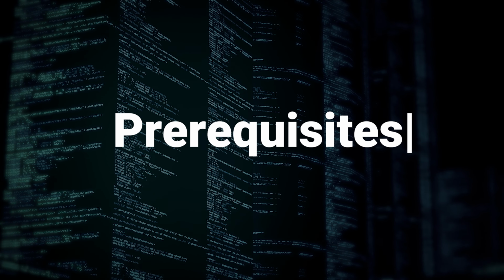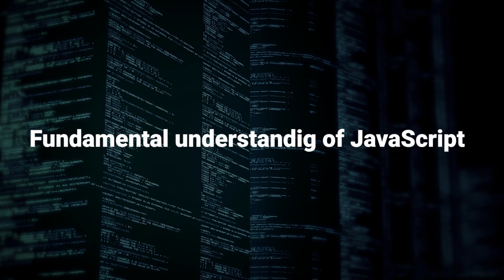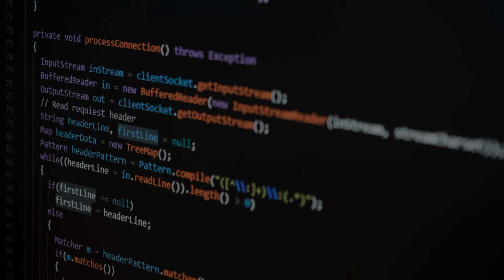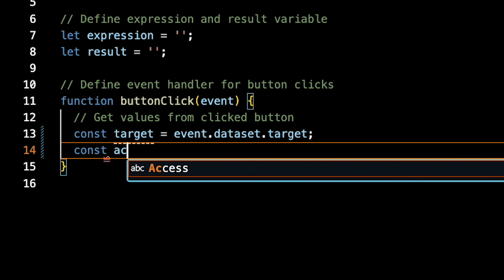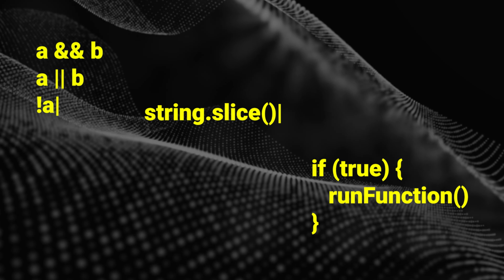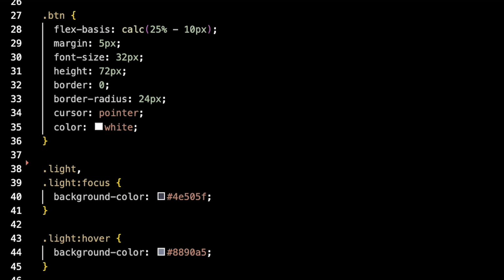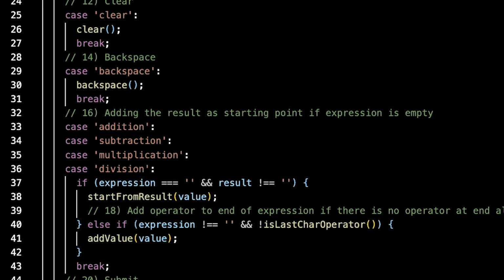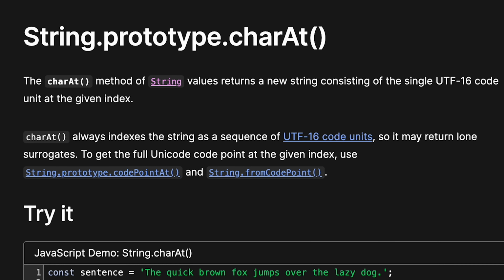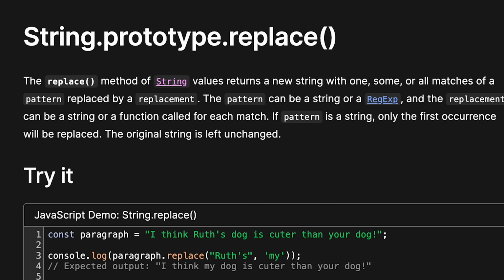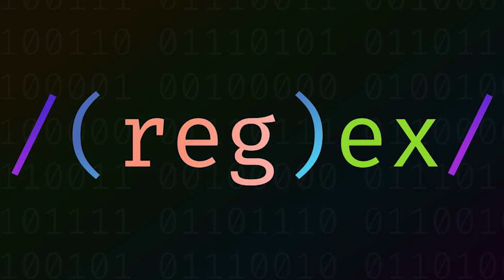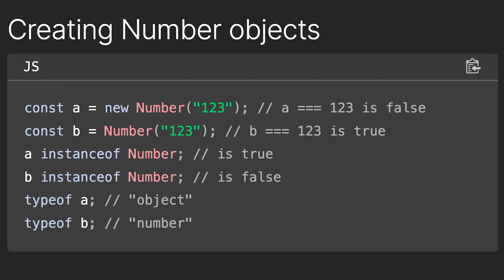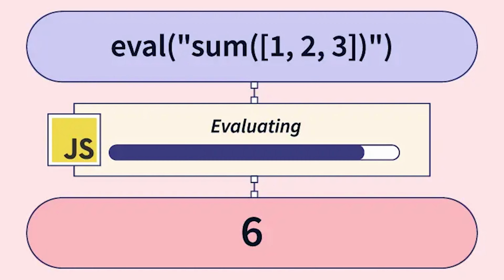I recommend that you have a fundamental understanding of JavaScript before starting this tutorial. We are not going to be writing overly complex code, and I will explain all of it, but you are going to have an easier time if you are familiar with logical operators, string methods, and functions in general. The HTML and CSS in this tutorial is relatively simple, and we will be spending the majority of our time on the JavaScript. You will learn a lot of JavaScript logic in this video, like various string methods, isNaN and isFinite functions, event listeners, regular expressions, math and number objects, logical and comparison operators, and the eval function.